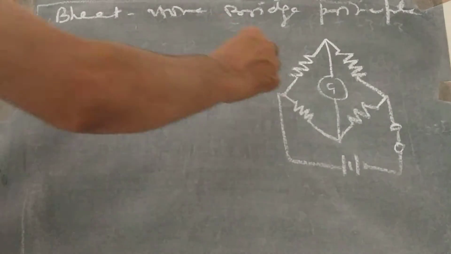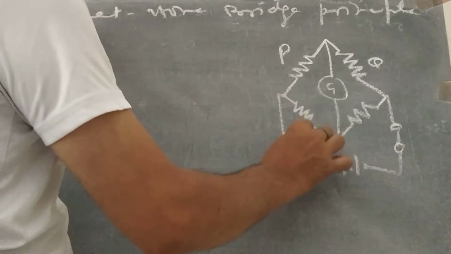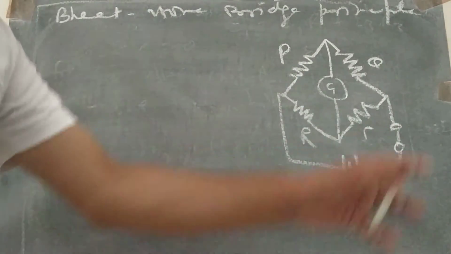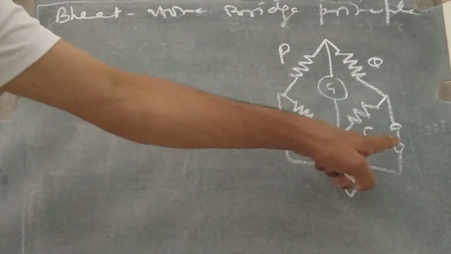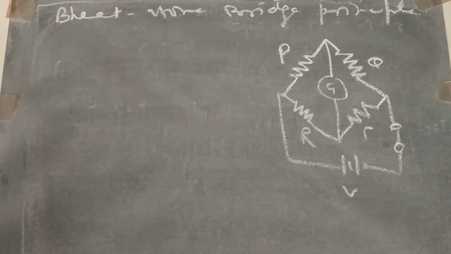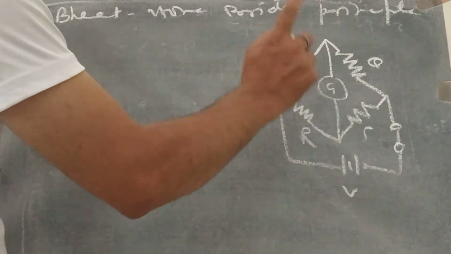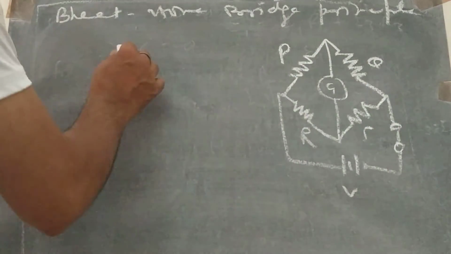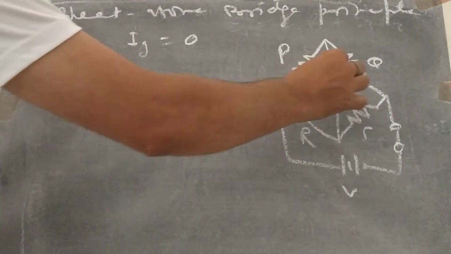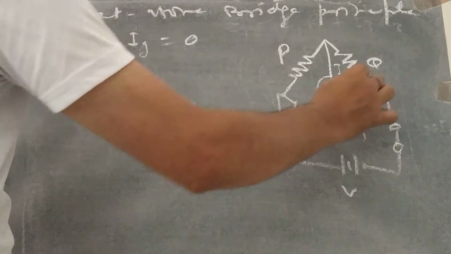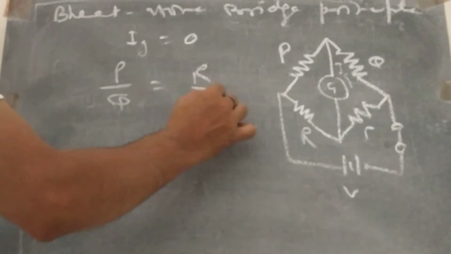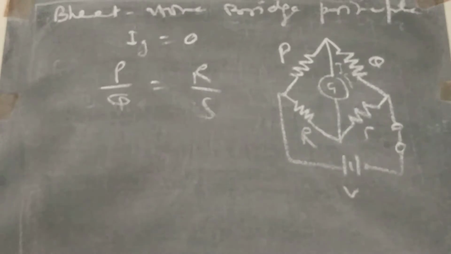like this, these are the four resistances P, Q, R, S connected to an external source of EMF with the help of a key. If the key is pressed, and the galvanometer shows no deflection after pressing the key, then it means Ig equals 0, meaning the current across the galvanometer is 0. Then in this situation P by Q must be equal to R by S.